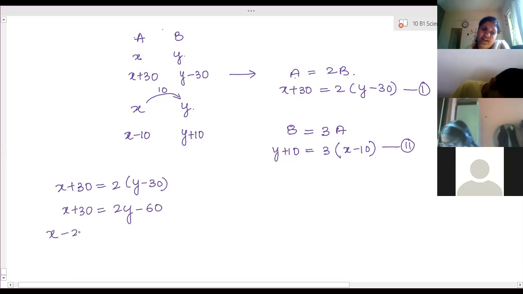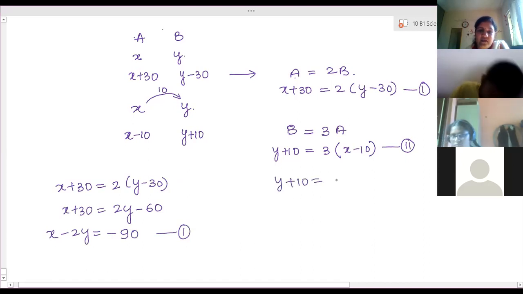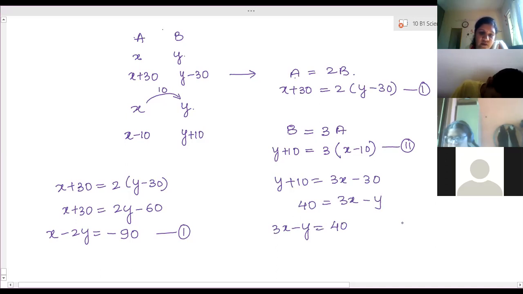So it will be x minus 2y is equal to minus 90. And this is the first equation. And this one is y plus 10 is equal to 3x minus 30. So 3x minus y is equal to 40. This is the second equation. Solve these two equations.